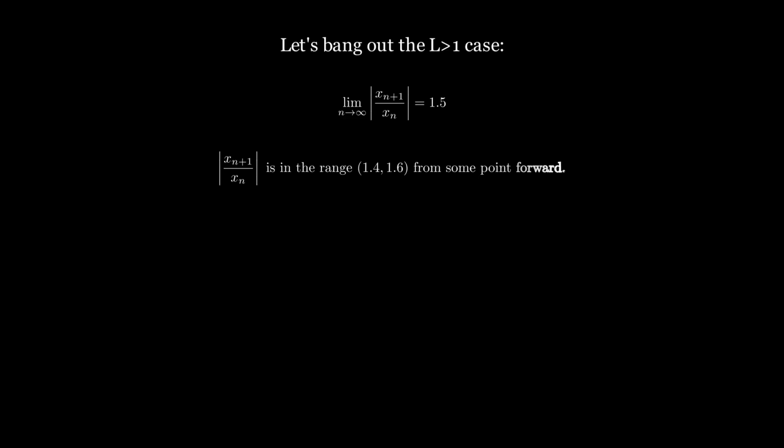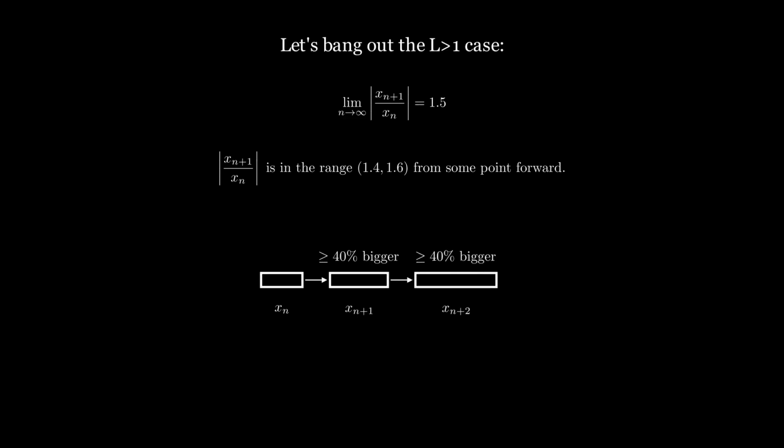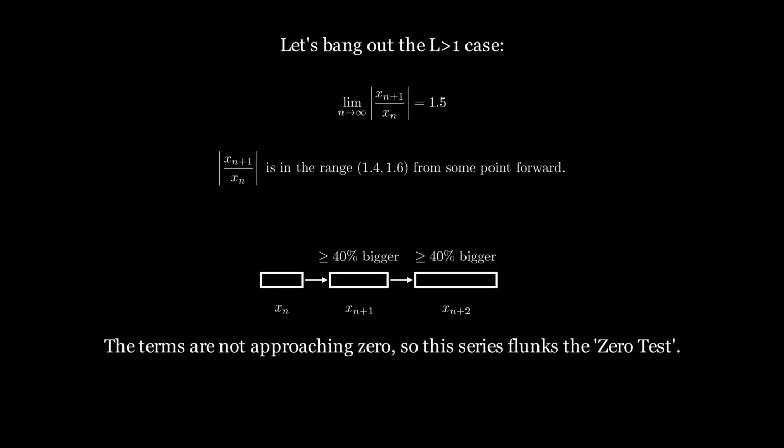Now let's quickly run through the case where our limit is greater than 1. To keep things concrete again, let's suppose that our limit of ratios is 1.5. Letting epsilon equal 0.1, we can conclude that from some point forward, the ratio of successive terms will be between 1.4 and 1.6. So at some point, one of the terms of our series is at least 40% bigger than the previous term, the term after that is 40% bigger than that term, and so on. In other words, our terms are getting bigger instead of smaller.